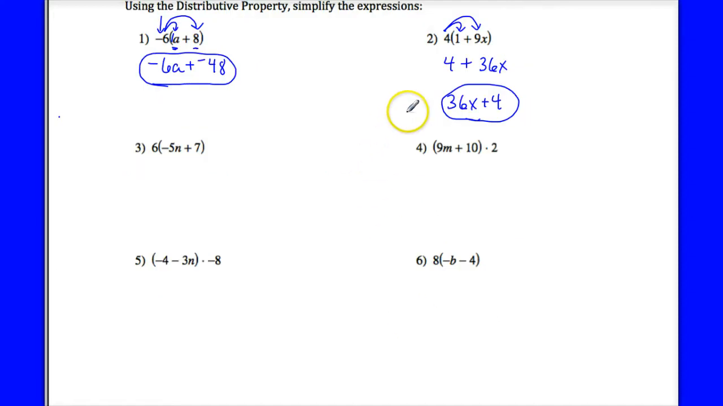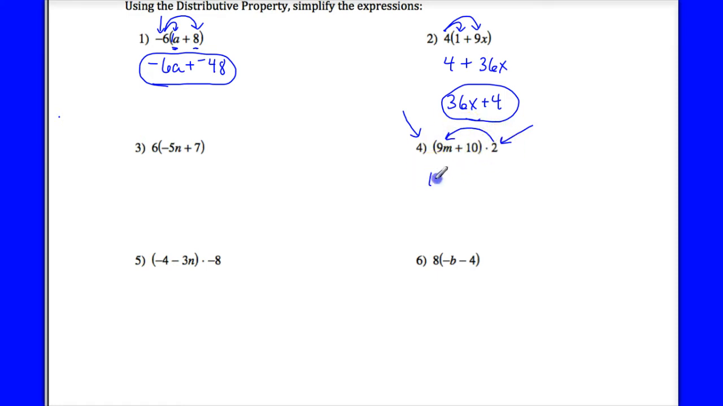All right, let's jump down to number 4 here, because I often get a question. Well, if you notice, what's weird about number 4? That 2's on the back side. It doesn't matter that the 2's on the back side. It's still 2 groups of these 2 things here. So let's distribute that 2. We're just going to draw the arrows this way. Please draw the arrows just like I'm doing.